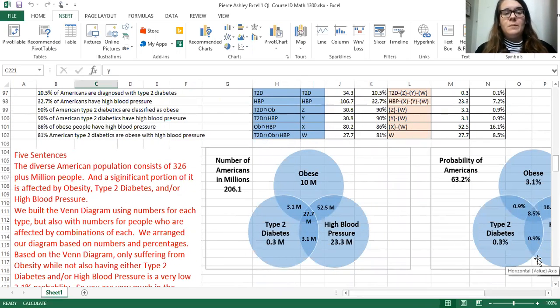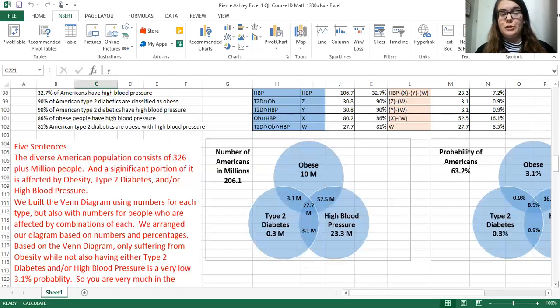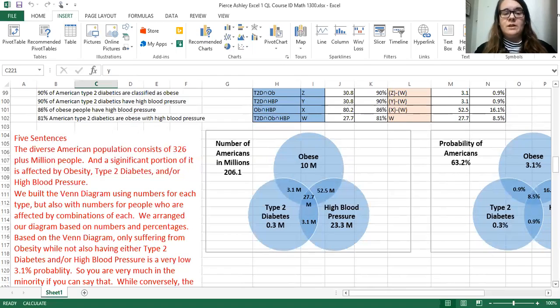The diverse American population consists of 326 plus million people, and there's a growing number of people that are having high blood pressure, obesity, and type 2 diabetes. The Venn diagrams here are using numbers for each type, but there are also numbers for people who are affected by combinations, because obviously they can affect one another. So this is showing right here how they can overlap.